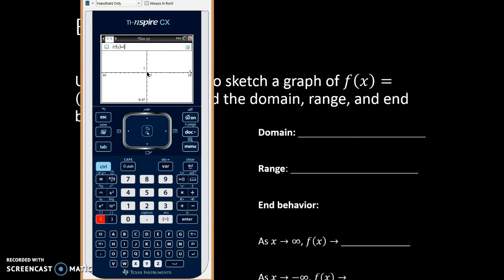And we're going to type in x minus 2. And then the way we get the exponent is with this little caret button. And then we type 2, squared. And when you hit enter, your graph shows up.